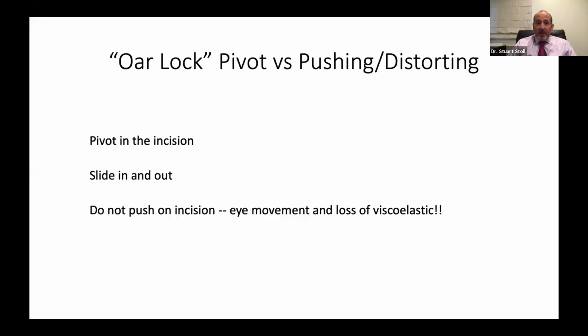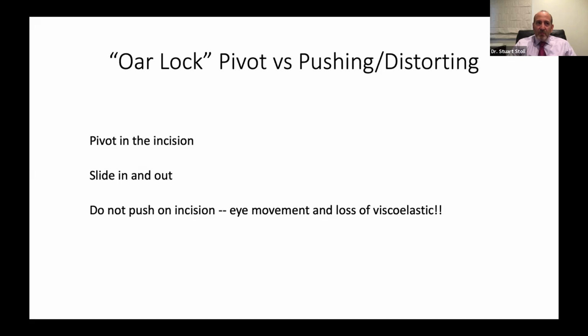So let's talk about oar-lock pivoting versus pushing or distorting. It's really, really important to pivot in the incision, like an oar in an oar-lock that rotates in that position. So where's the pivot point? It's at the incision. You don't want to push on the incision. You want to be able to slide in and out and pivot so that you're not distorting the incision.